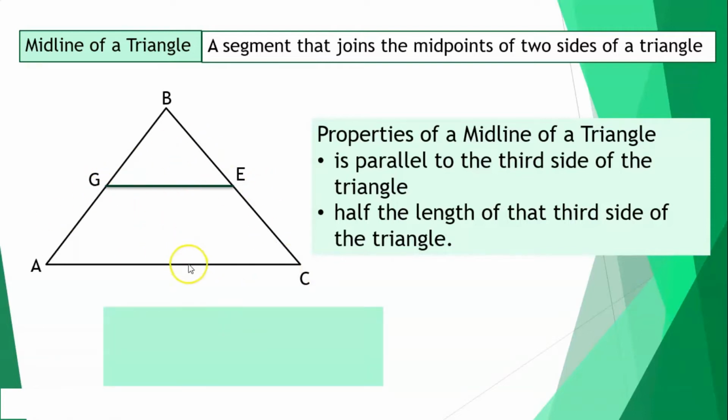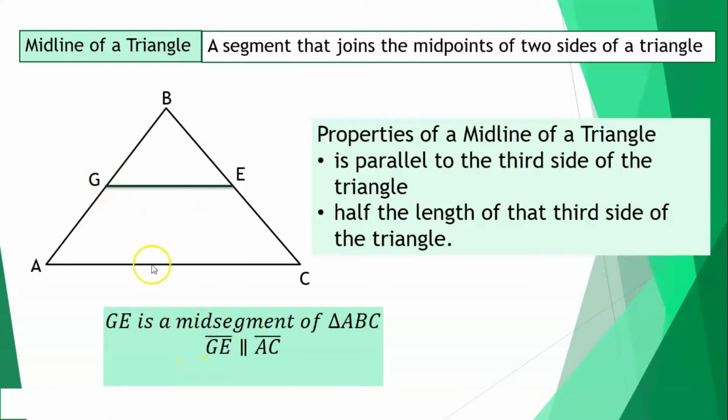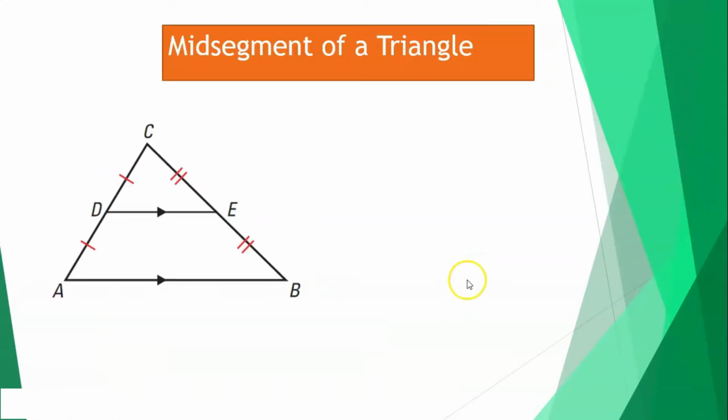So from here, you can say that GE is a mid-segment of triangle ABC. So it could be a mid-segment or it could be a midline. And GE is parallel to AC. And if AC is given as 8, therefore GE is 4. So take note of that.